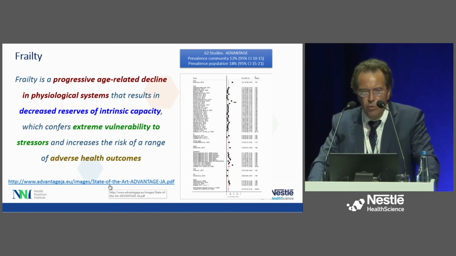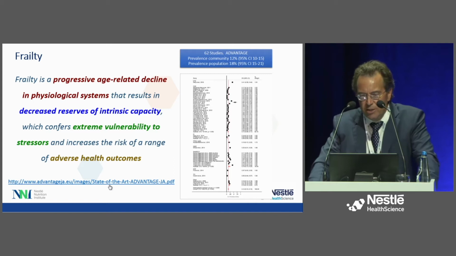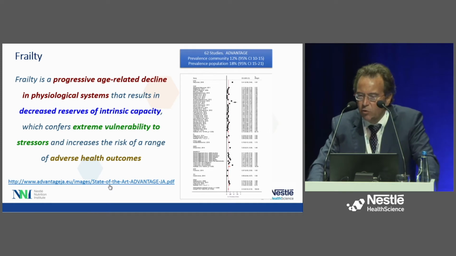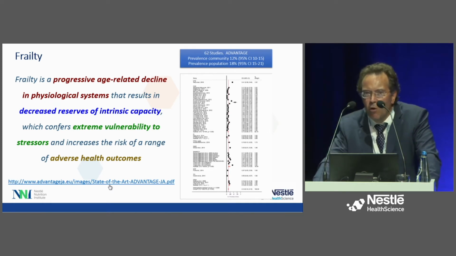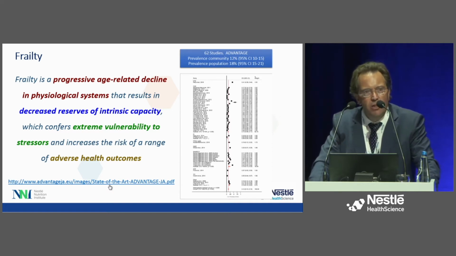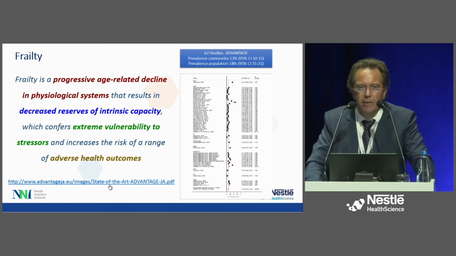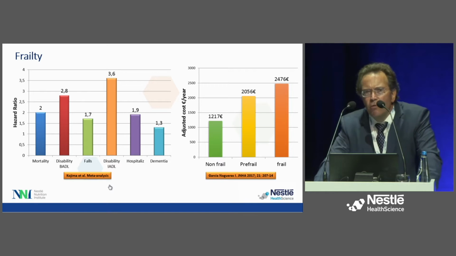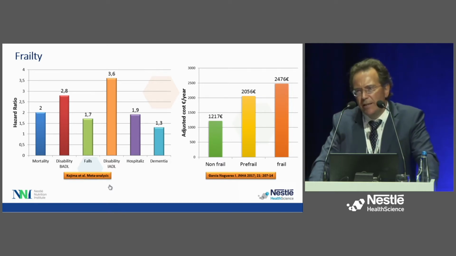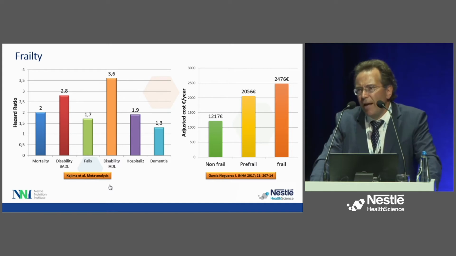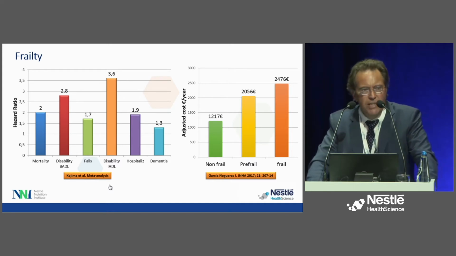That's frailty. And we know also from the ADVANTAGE Joint Action that the pooled prevalence of 62 epidemiological studies is 12% in community-dwelling older adults, but if we include people in institutions or in hospitals, the prevalence can go up to 18%. And we also know from many longitudinal studies and also from a lot of meta-analyses, most of them conducted by Kojima and colleagues, that frailty is associated with adverse health outcomes that are presented here.